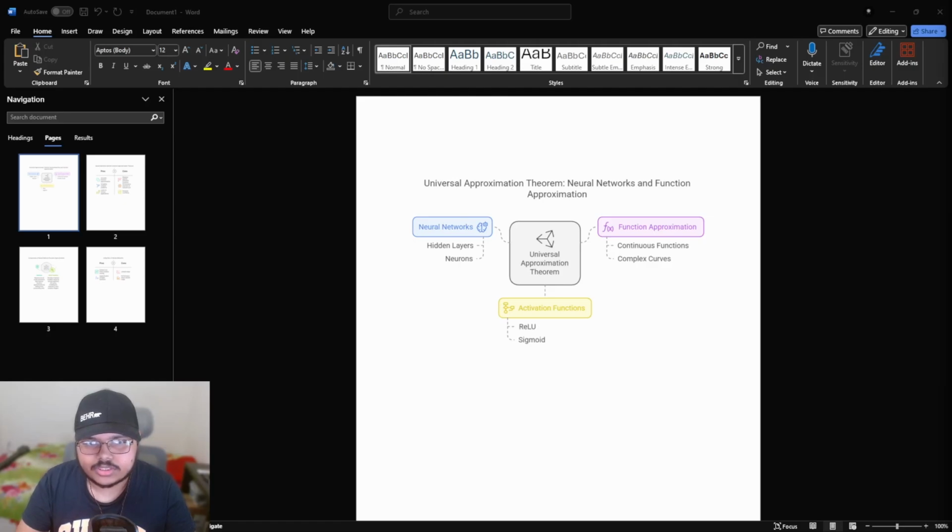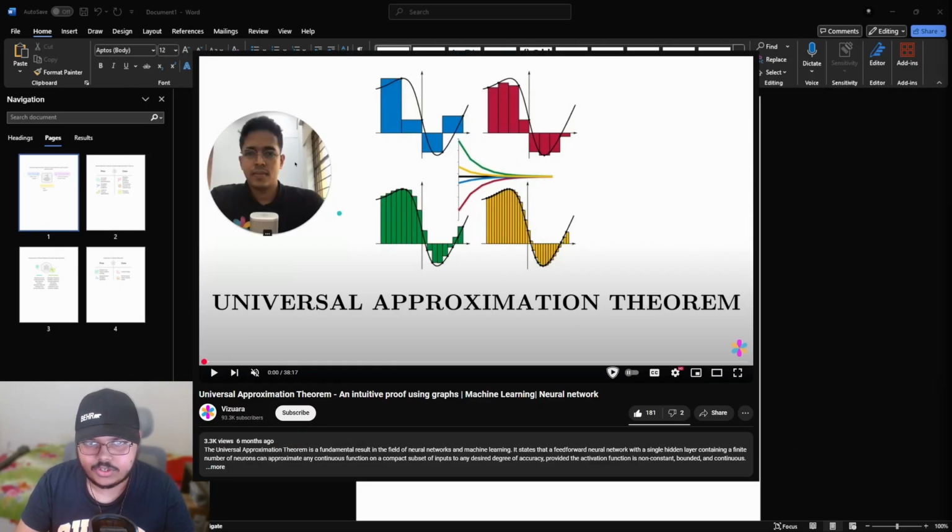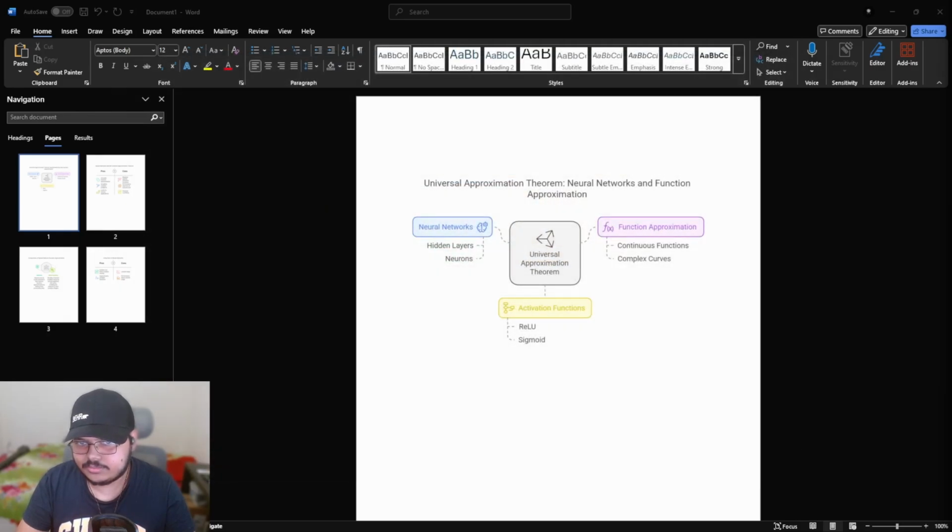All right, so let's start off with Vizuara's video about the universal approximation theorem. I used some AI to help me make these diagrams to help illustrate these points a bit easier, because some of the topics are very advanced, and his video went very math heavy, which this simple discussion doesn't have a place for. So, the universal approximation theorem about neural networks and function approximation.